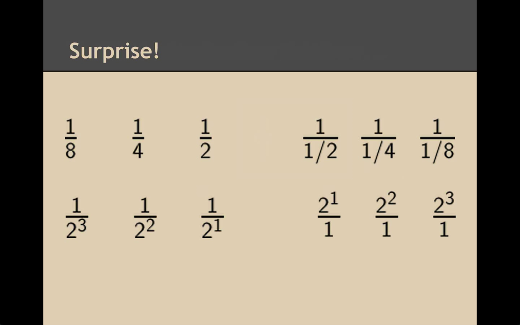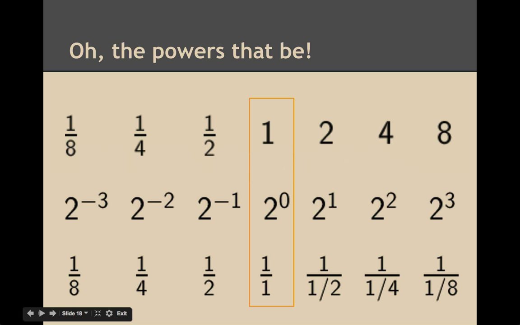So if you now look at the powers that we're dealing with, 1/8 is 1 over 2 to the 3rd. Over here on the right, 1/(1/8) simplifies to 2 to the 3rd over 1. Okay, because 1/(1/8) is actually 8, 2 to the 3rd is actually 8. Now, as for what's in the middle here, we've got 1, 2 to the 0th, and 1/1.